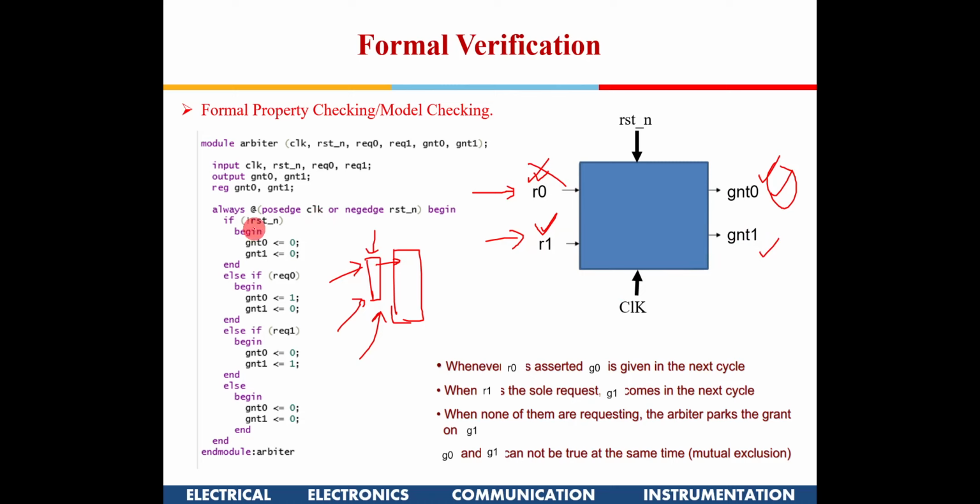It says if reset is 0, that is if reset is not high, then you put the output as 0 0. Otherwise, if R0 is high, then you put grant 0 as high and grant 1 as 0. Else, if R0 is not there and R1 is high, then you put grant 1 as high. That is how you write the code. This is a block now.